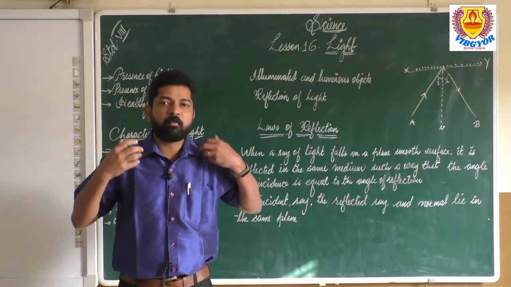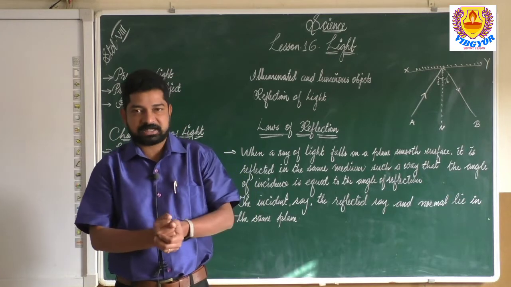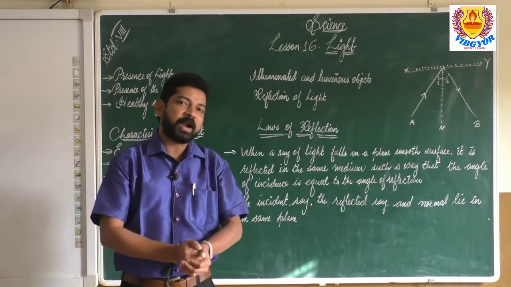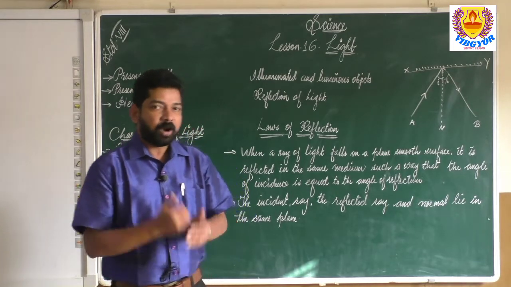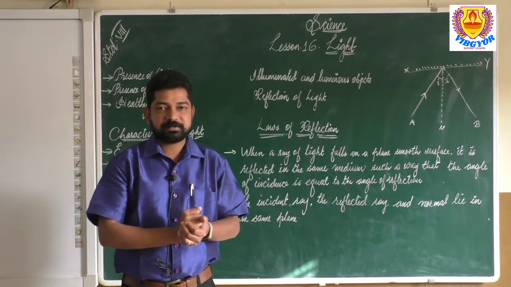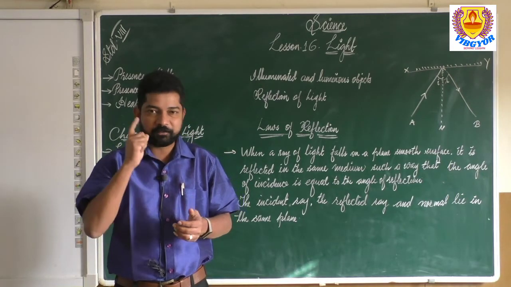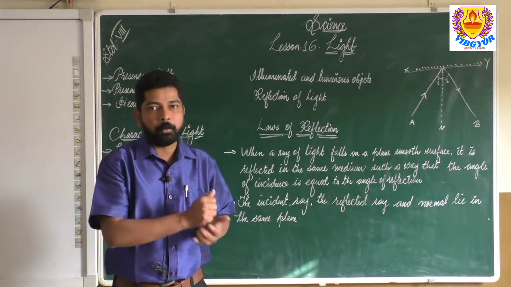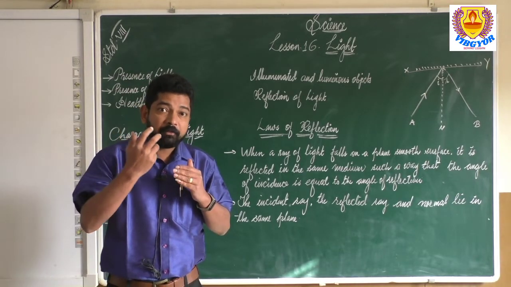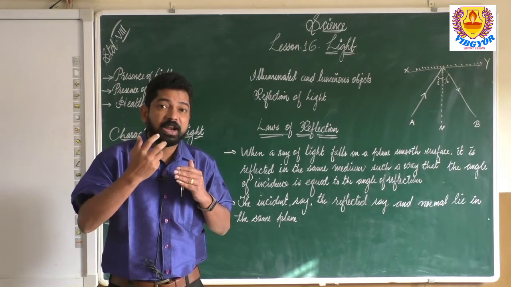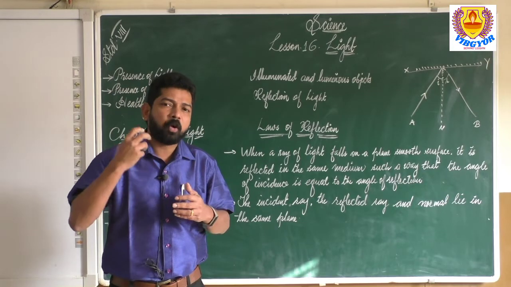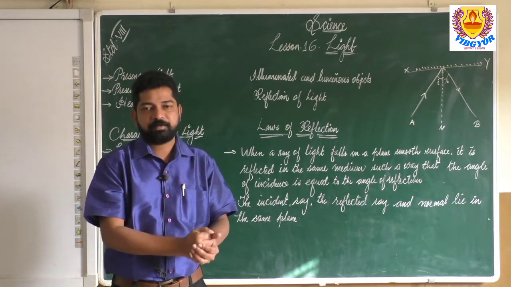Now let us learn what the characteristics of light are. We know light is a form of energy. What are the characteristics of light? First one, light is a form of energy. We said that as the first point. And the second one, light is one of the forms of energy which travels with great speed. The speed of light, or velocity of light, is very high.